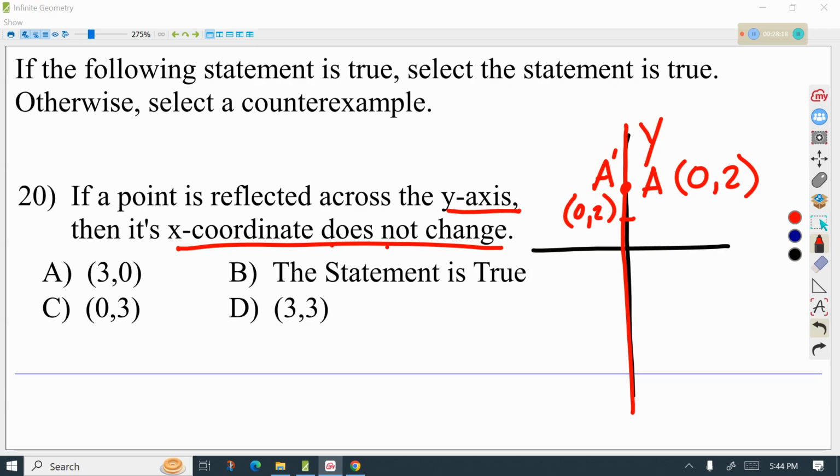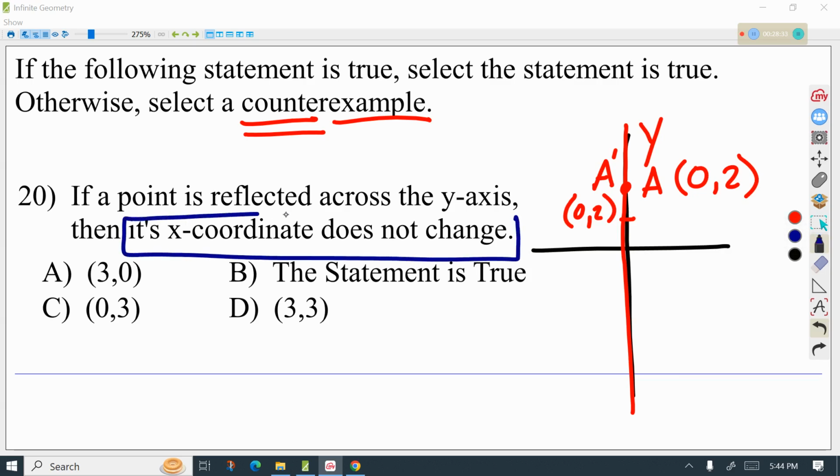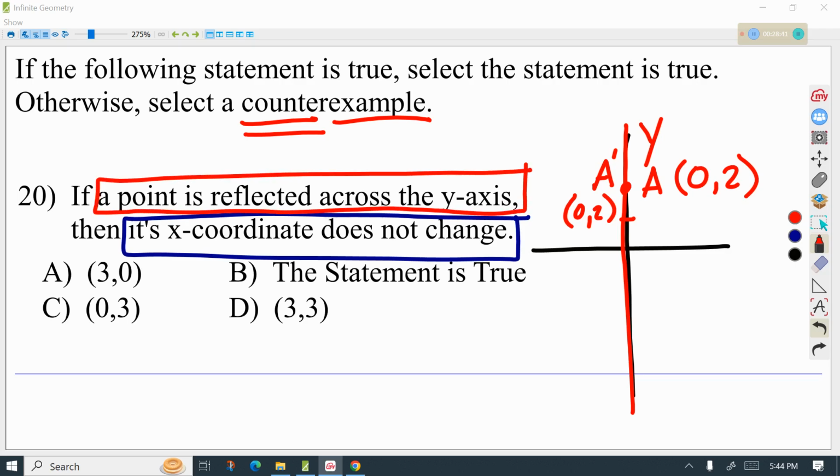But we don't want an example, we want a counterexample. We want one that proves this false, not one that proves it true. So what we're looking for is something that proves this part, the conclusion, false. I need to find a point that makes this red part that I'm highlighting true, though. So I need to find a point that does get reflected across the y-axis, but gives me a coordinate that does the opposite of this. What's the opposite of does not change? The opposite is that it does change.